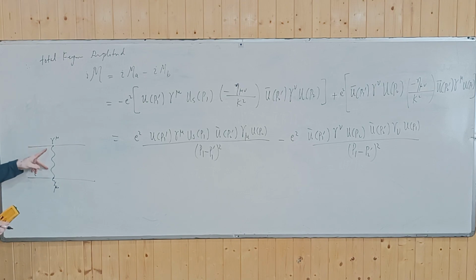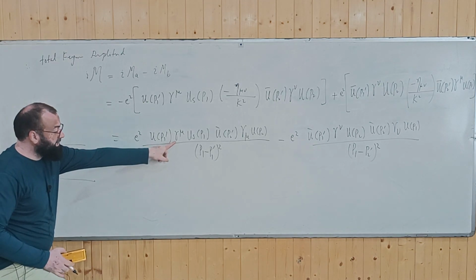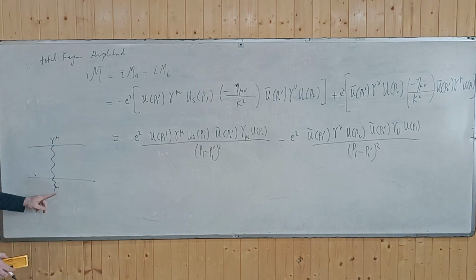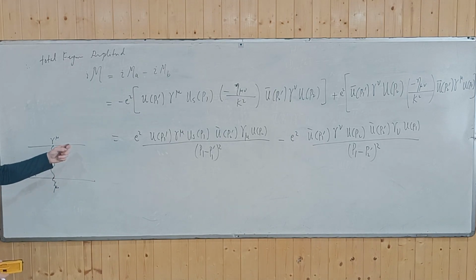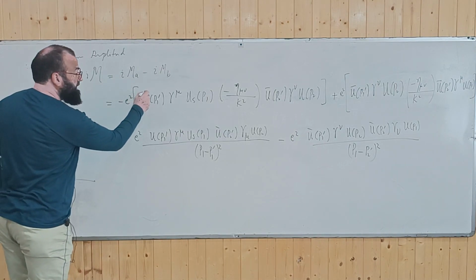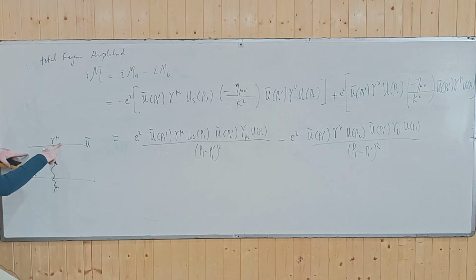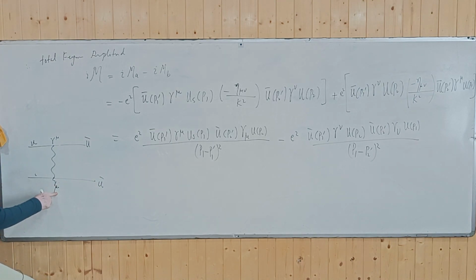So that means now the vertices are contracted. Got it? So what is one vertex? Gamma mu up. Clear? Another vertex is what? Gamma mu down. And start with where? Sorry, this is u bar. These are u, this is a u bar. You start with u bar, then this gamma mu, then this u. Then you start with this u bar, then this gamma mu and u.